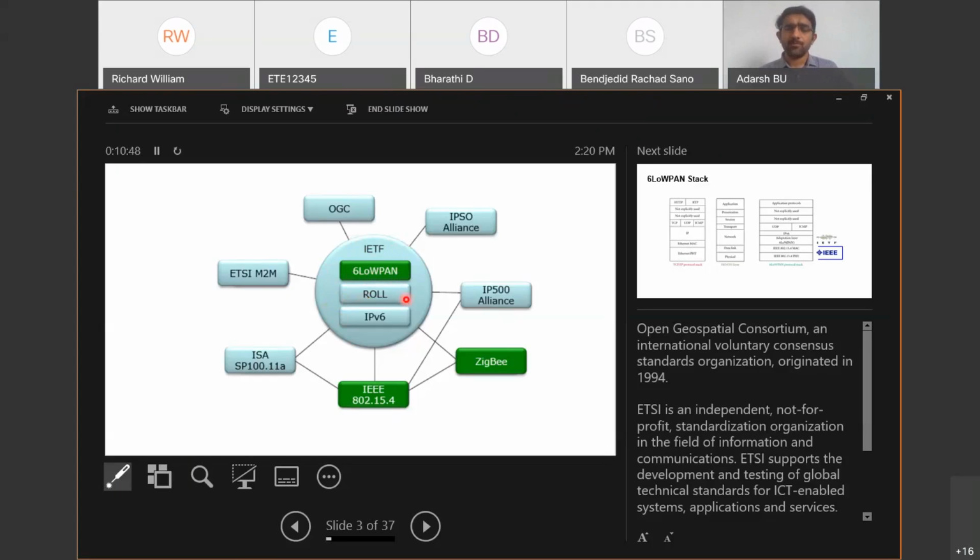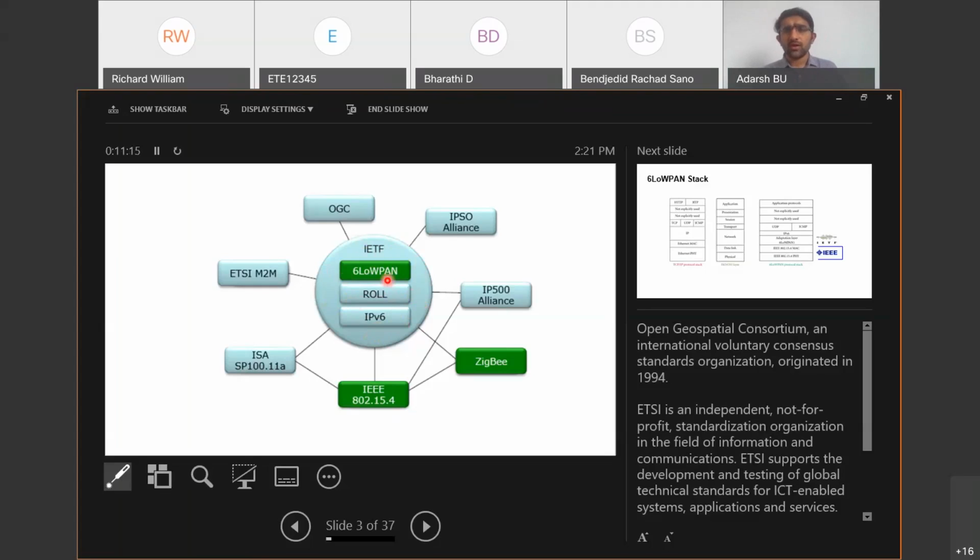And the other role, yesterday you all have seen about it, specifically the routing protocol, RPL, the routing protocol for low power and lossy networks. That is the one role. So that is the routing protocol working group role, and IPv6. So these three major things are in the IoT, with respect to the IoT network, the 6LoWPAN network.